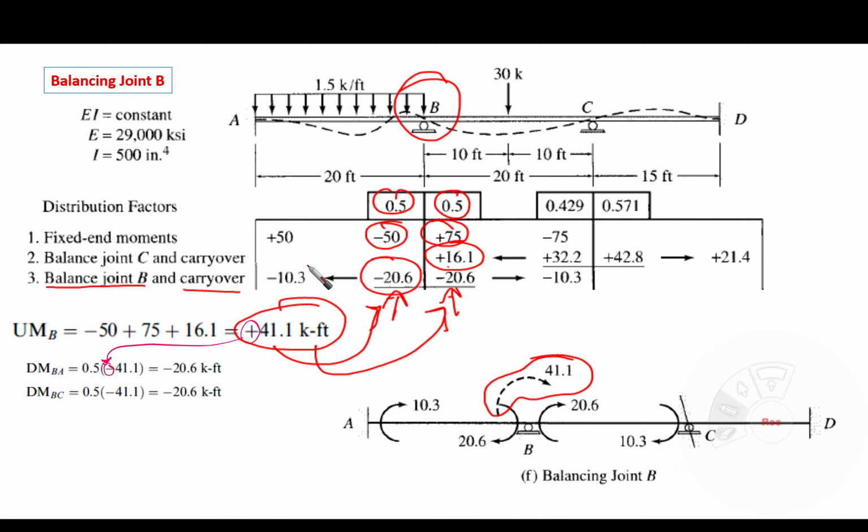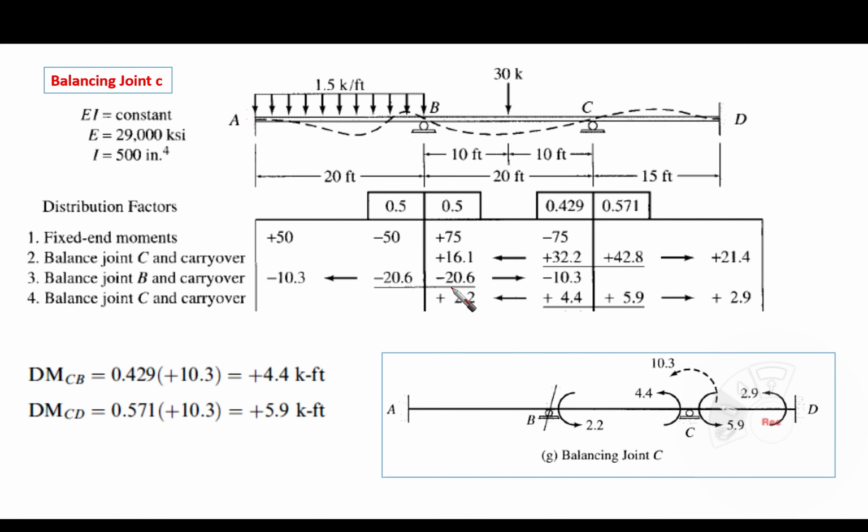Half of this value is going to be given to the far end fixed, which is A, and half of this value is going to be given to the other far end, which is also fixed. And then repeat it again. This is joint C. Similarly, you are going to balance it. As we said, all of these are 0 now, so we don't care about them. We only care about the amount that is unbalanced here, coming from the carryover from the previous step. 0.429 of it here, and 0.751 of it here, based on the distribution factor.